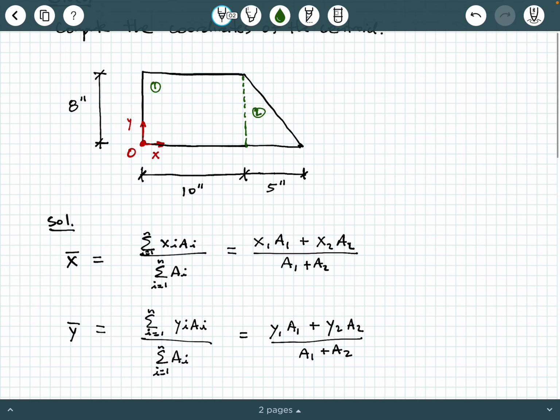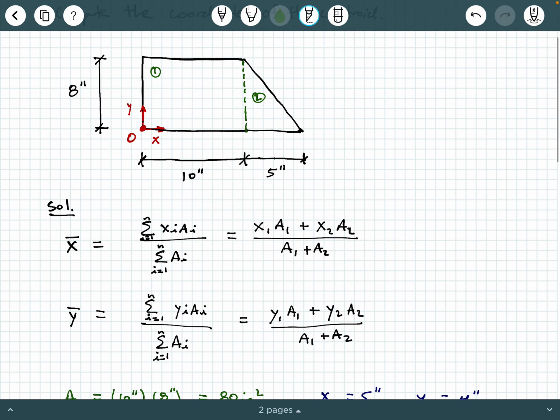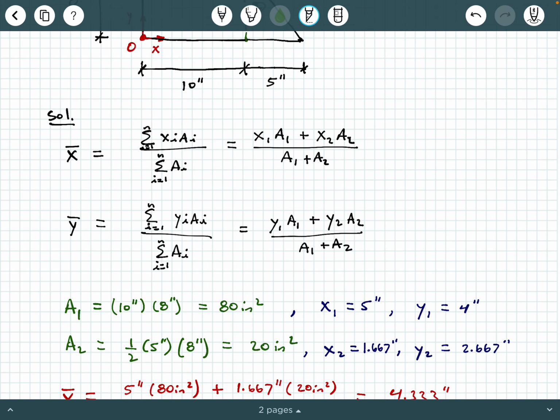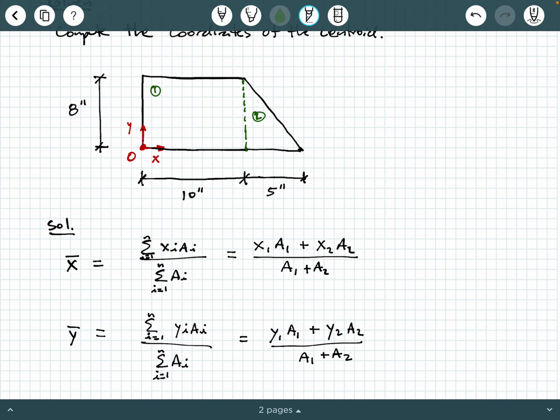So let's go do that. If I scroll on down, I can see some of what I already calculated. Area 1, that's the rectangle, is 10 inches by 8 inches, so that's 80 square inches. And then area 2 is the area of the triangle, 1/2 base times height. So 1/2 times 5 times 8 is 20 square inches. That's all fine. Now let's talk about these values of x1, x2, y1, and y2. That's what we really need to find, and I'll tell you a little secret: in the previous video, this is where I made a mistake.